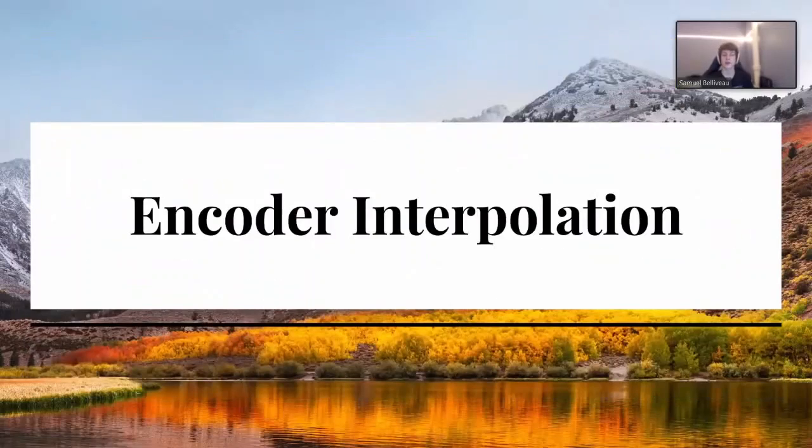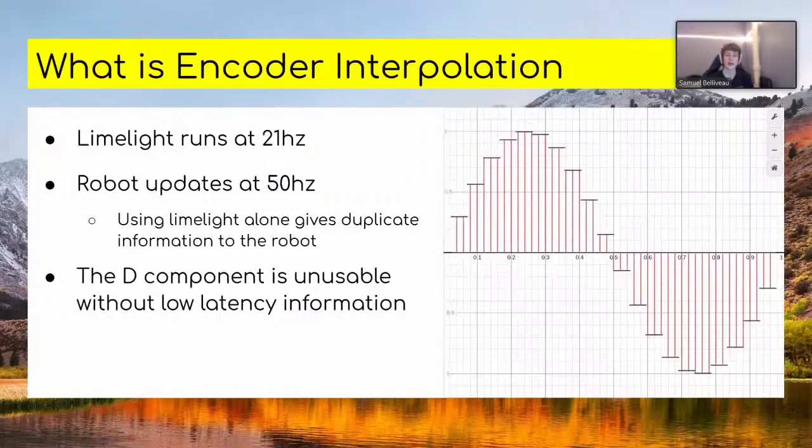Encoder interpolation. Now, this is the most interesting thing that I think we ended up doing in 2019. So, as explained before, the Limelight runs at 21 hertz and the robot updates at 50 hertz, which means that for a lot of ticks, which are these red bars, it's going to return the same value as it did in the previous one, which, as demonstrated with the derivative, can be detrimental to the effectiveness of your PID loop. So, without accurate recent information, it's going to be nearly impossible to align with the target. So, what could we do about this?